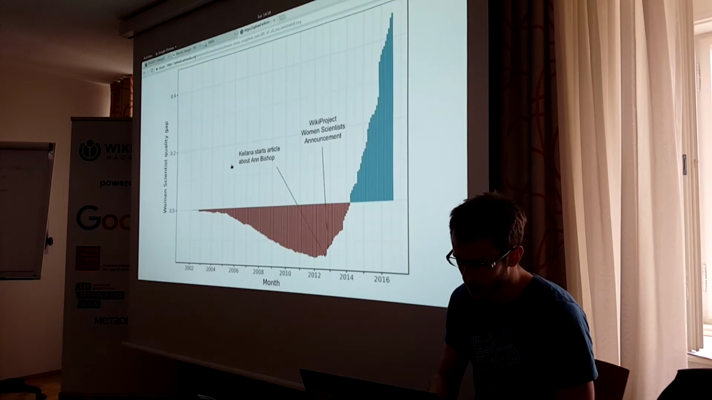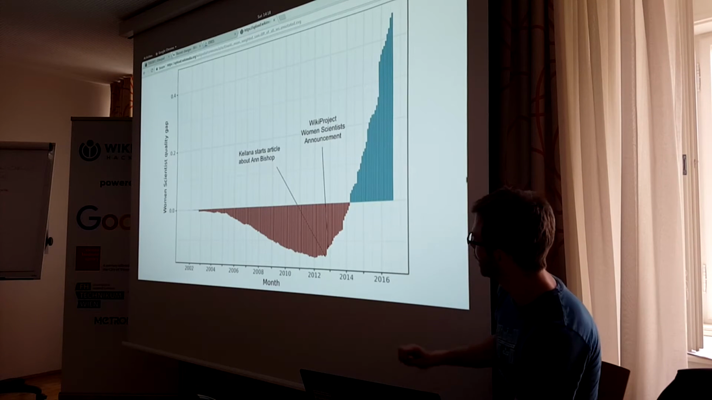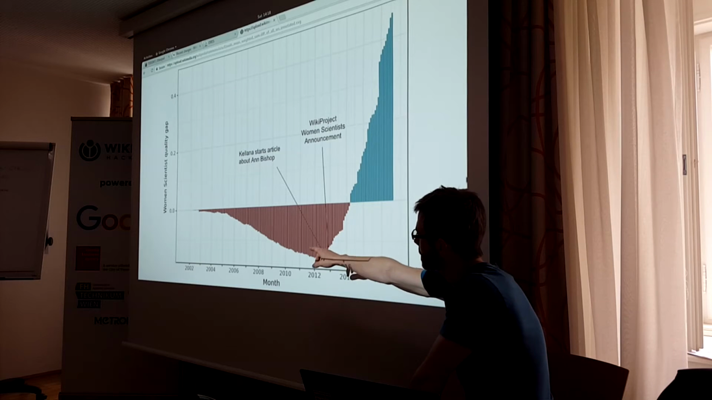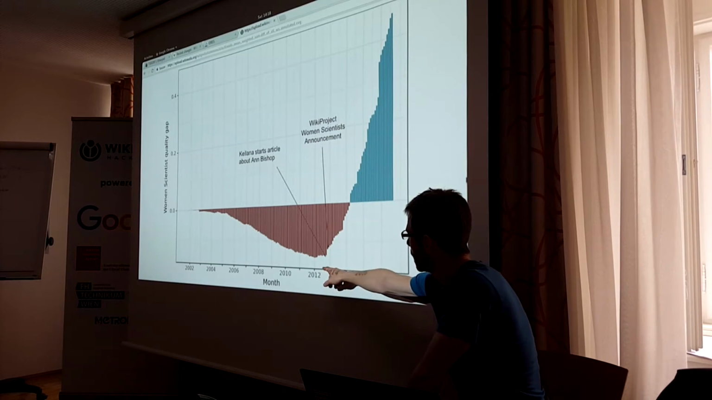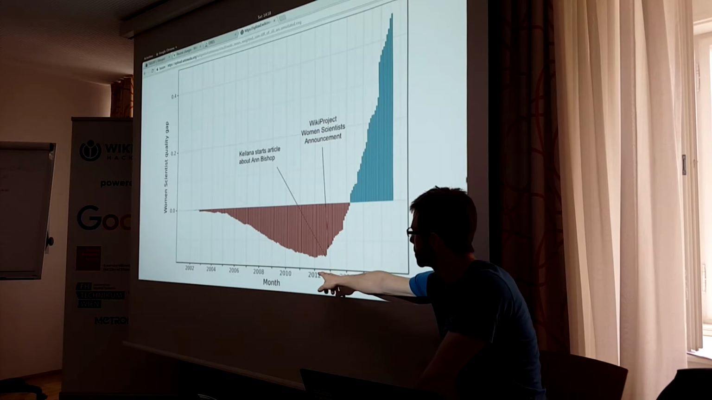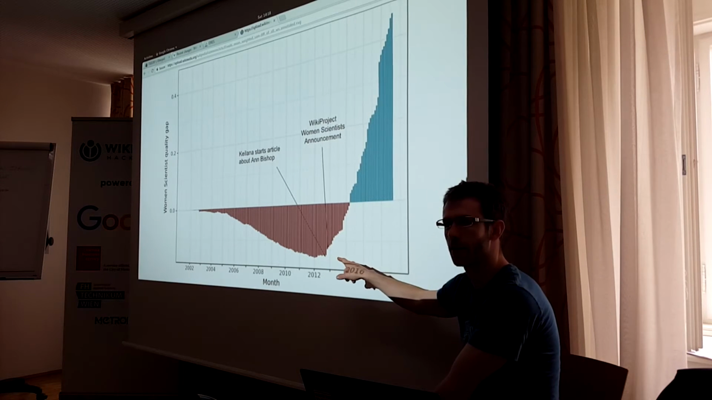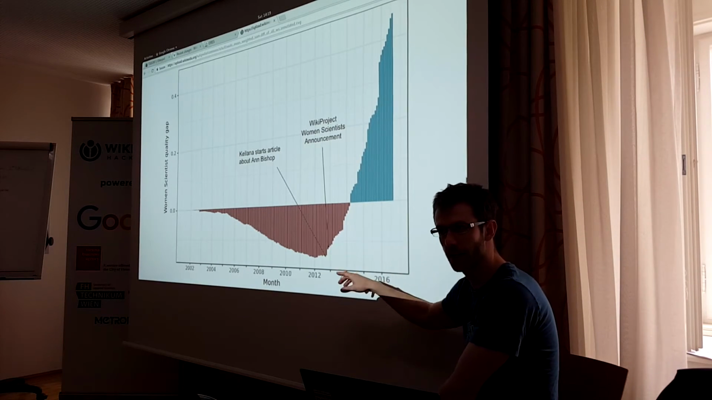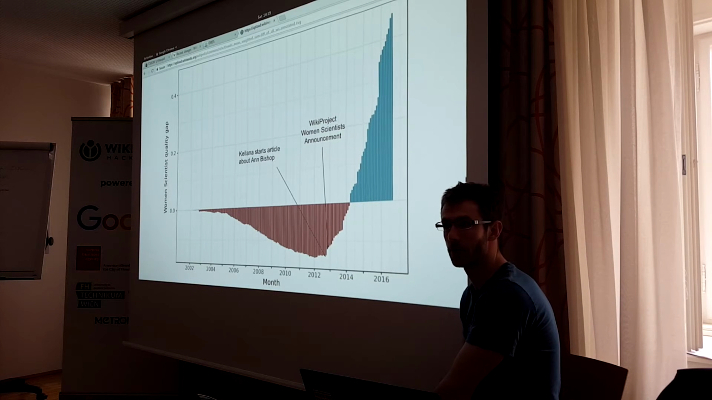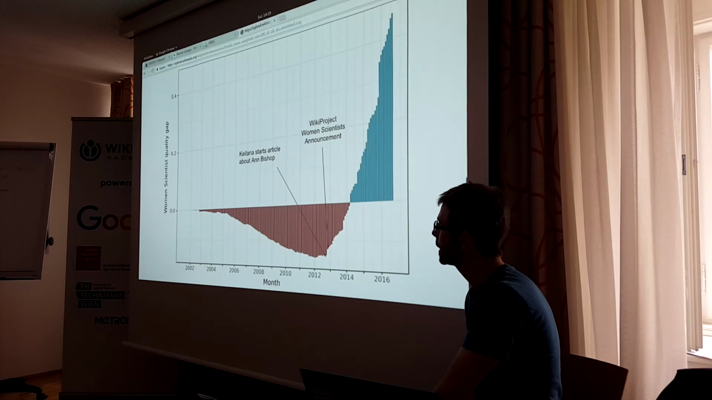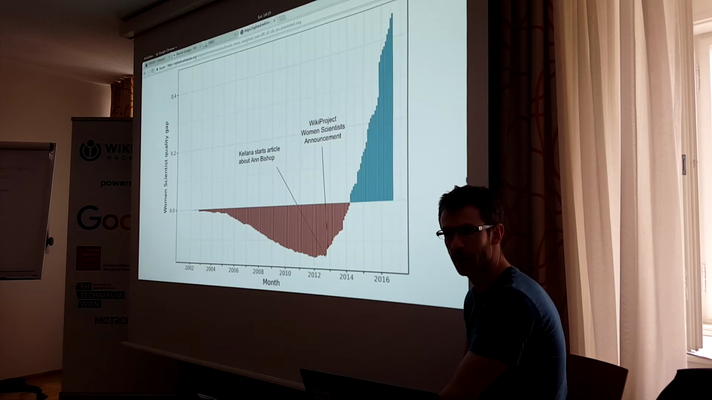So this graph shows that between the start of Wikipedia and somewhere between 2012 and 2013, the gap between the average quality of an article about a woman scientist and the rest of the encyclopedia was widening, getting worse and worse. But then there were some initiatives that started in 2012 and 2013.